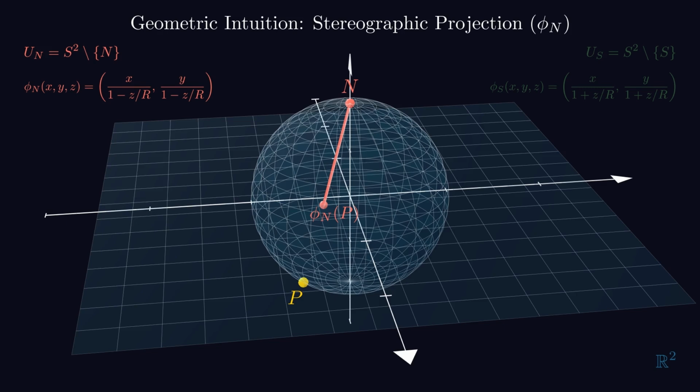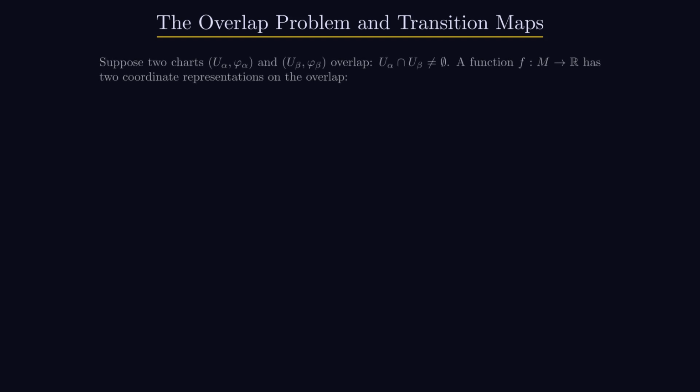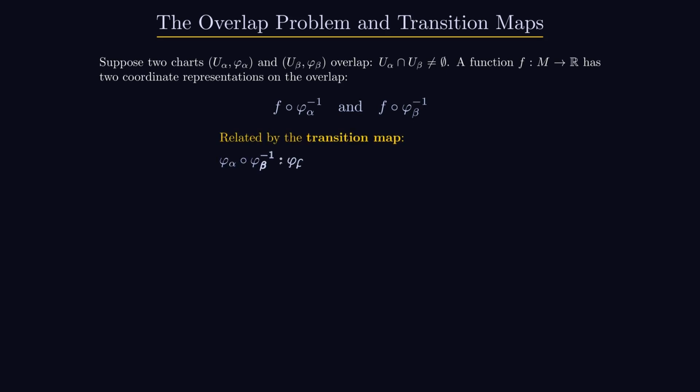Now suppose two charts overlap. This creates the central consistency problem. Suppose two charts, U alpha, phi alpha, and U beta, phi beta, overlap in a non-empty region. A function f from M to R then has two separate coordinate representations on that overlap, namely f composed with phi alpha inverse and f composed with phi beta inverse, two functions on open subsets of R to the n. These two representations are related by the transition map phi alpha composed with phi beta inverse, which carries the beta coordinate image of the overlap to the alpha coordinate image.